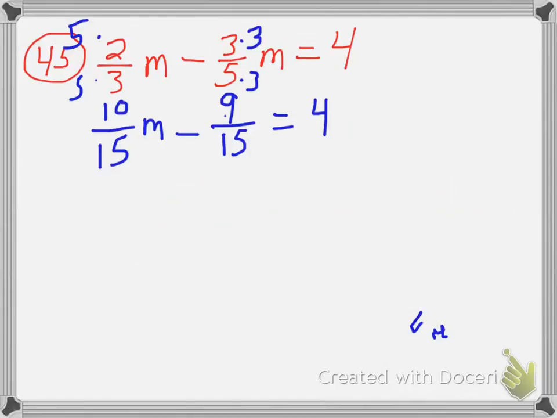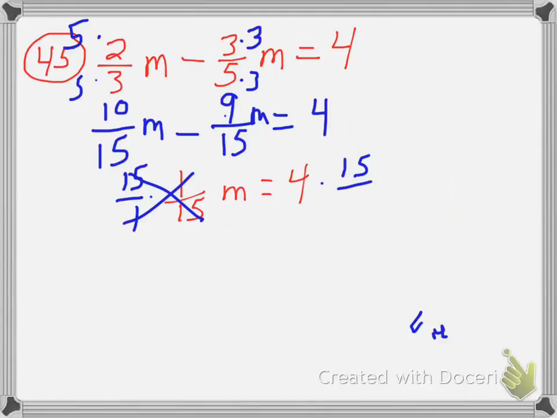So now that I have a common denominator, I can combine them. So 10 over 15 minus 9 over 15, I forgot my m here, but 10 over 15m minus 9 over 15m, all you do is subtract the numerators. So 10 minus 9 leaves us with 1 over 15m equals 4. Now I need to get rid of that fraction as we did earlier, so since that's 1 over 15, I need to multiply by the reciprocal, which would be 15 over 1. The 15s cancel, the 1s cancel. Same thing on the other side.